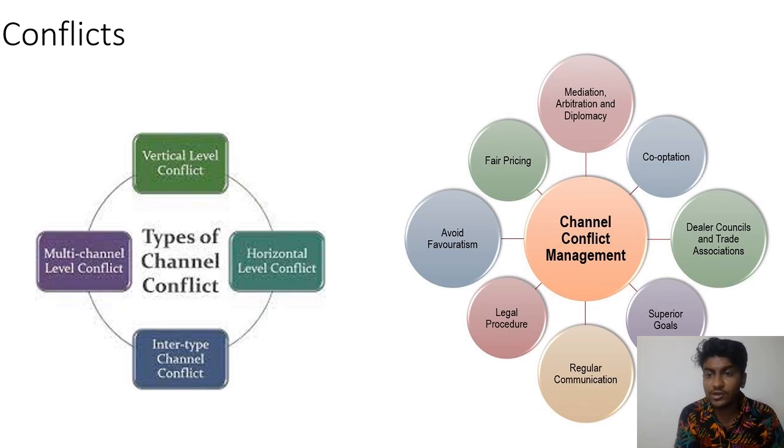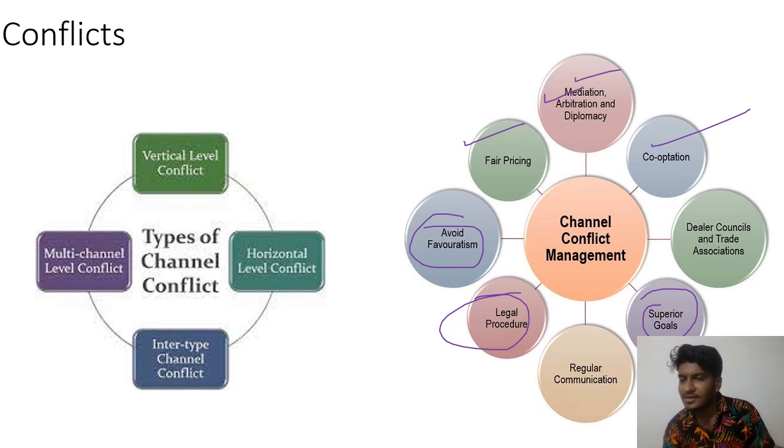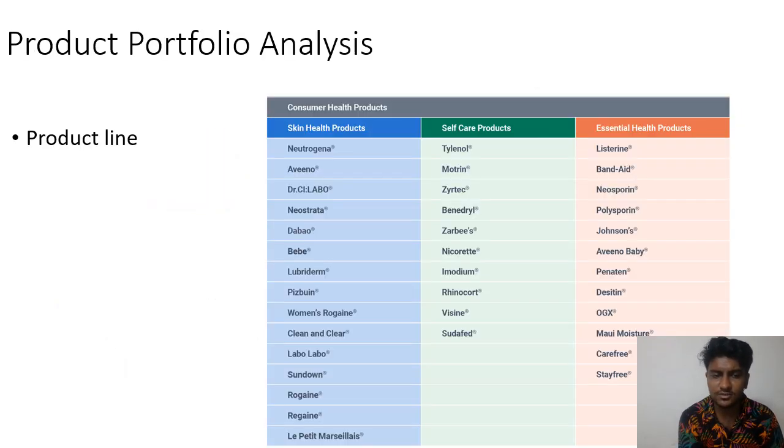In channel conflicts, how can you manage this kind of conflict? Co-optation, mediation, arbitration, negotiation, fair pricing, no discrimination and favoritism, a legal procedure, regular communication, goal clarity and differentiation, and the trade association. There are so many trade associations. You can see that if rickshaw drivers decide on a particular ban, that today they will not drive, then none of them go, right? That is because their organization has decided something. Similarly, there are trade organizations in marketing as well.